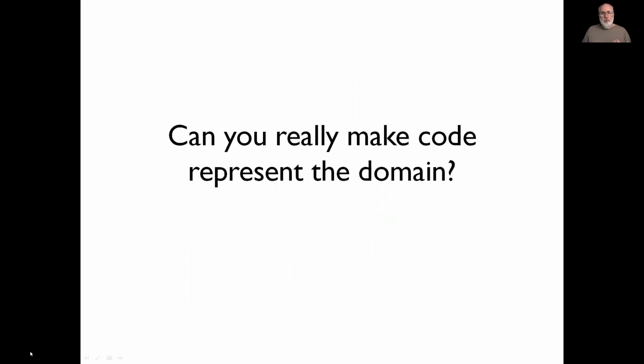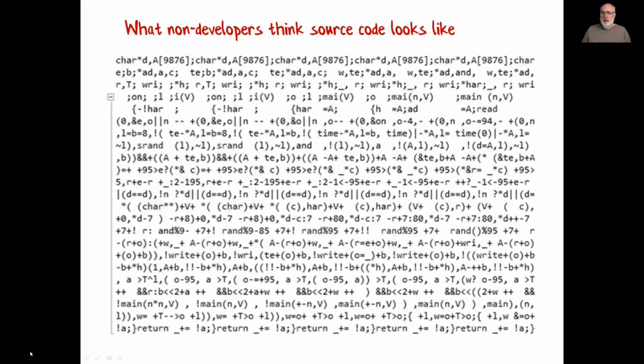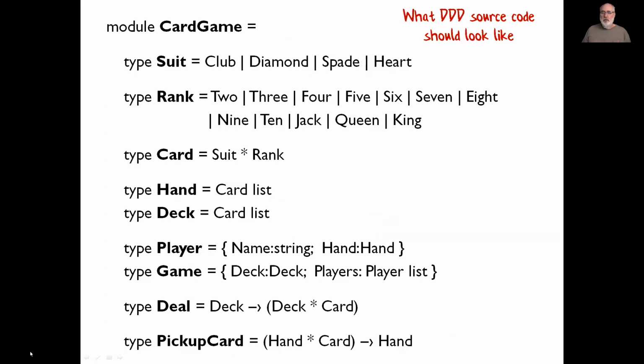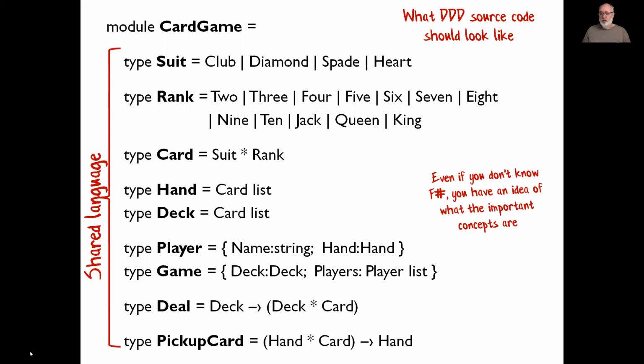People immediately say, well, how can you make code represent this? This is what people think code looks like: impenetrable. But let me show you the kind of code I'm talking about. This is domain-driven code, and even if you know nothing about F#, you can understand what the concepts are. We have our shared language. The shared concepts are basically the type definitions. So this is really easy for non-developers to understand what's going on here.